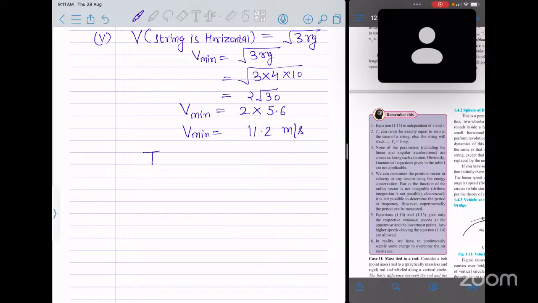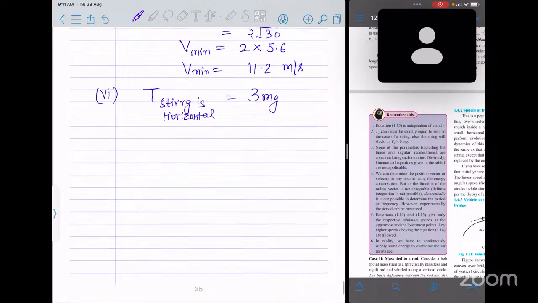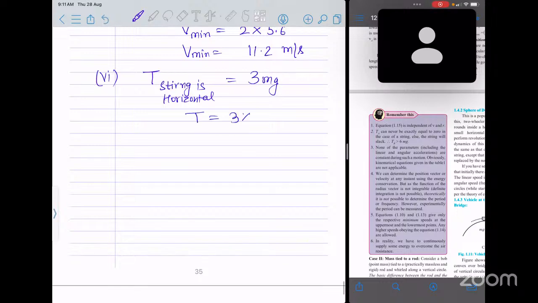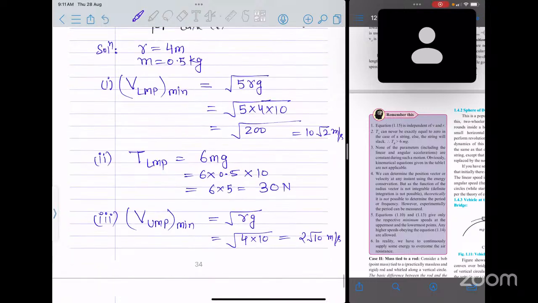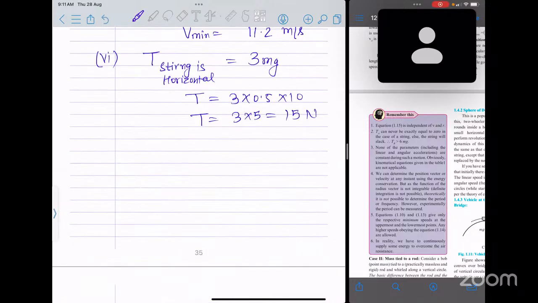Tension in this case, if the string is horizontal, is given by 3 times mg. So tension T is 3 into m 0.5 into g 10, so T is 3 into 5, that is 15 Newton. Understood or any doubt? Yes, sir.